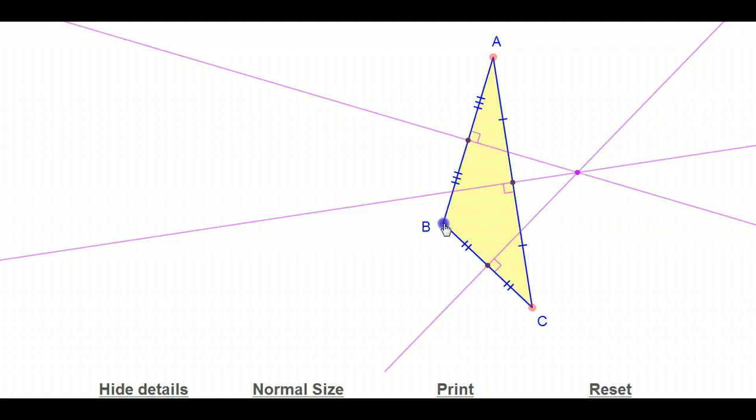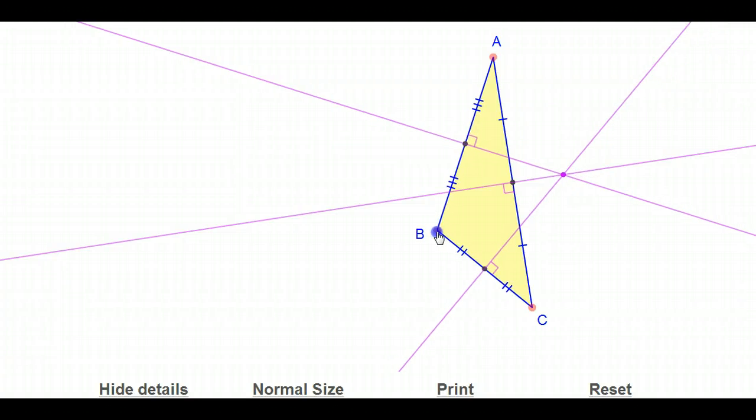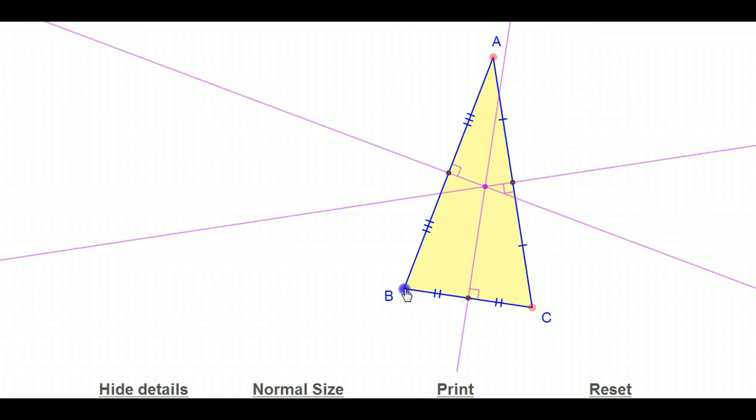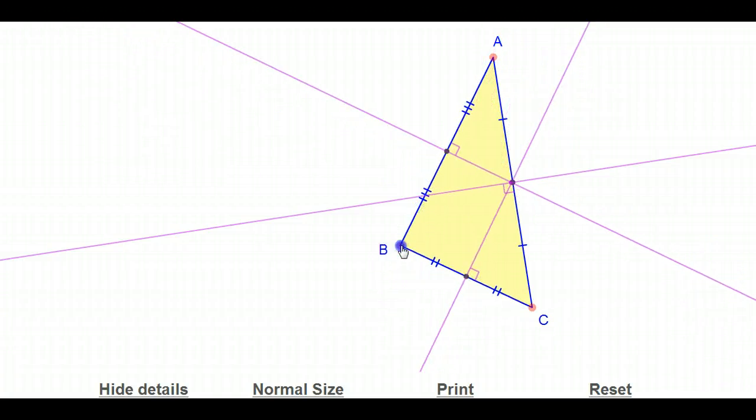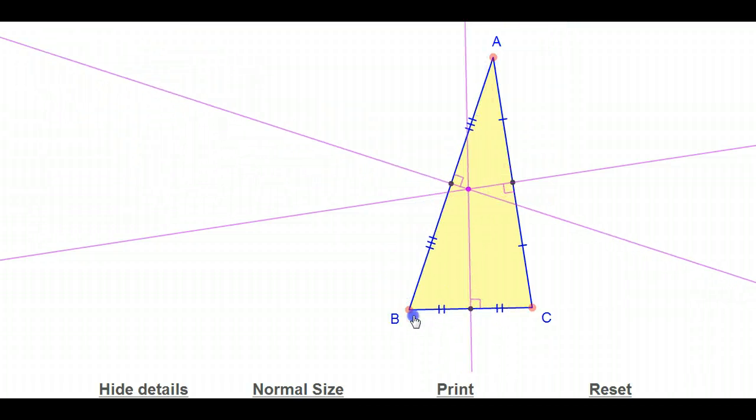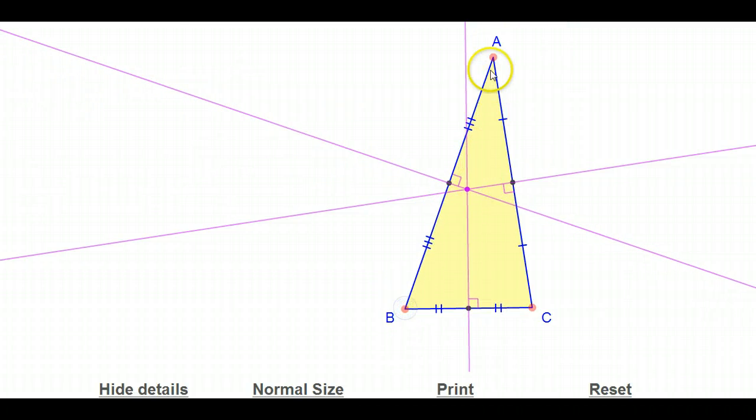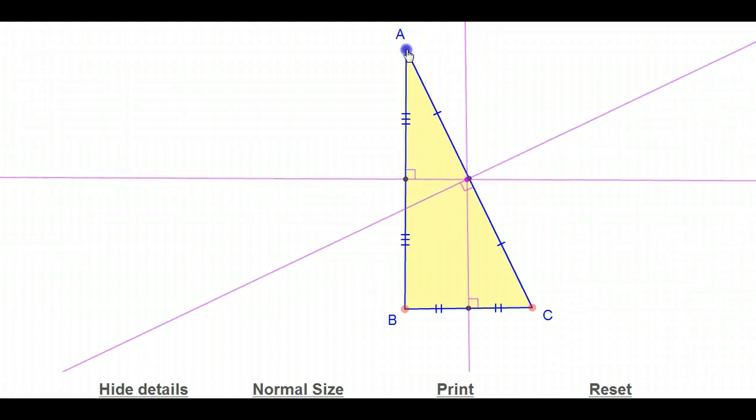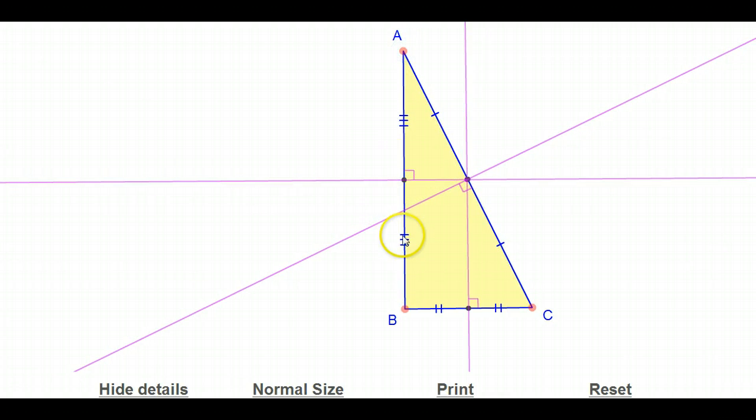If I push this to be an obtuse triangle, blam, now it's outside of the triangle. What do you think happens if I make it a perfect 90-degree triangle? Let's see. I'm going to drag this down, trying to make it look like a right triangle like you're used to. Okay? If I make this a perfect right triangle with angle B as a 90-degree angle, look where the circumcenter wound up, right on the hypotenuse.